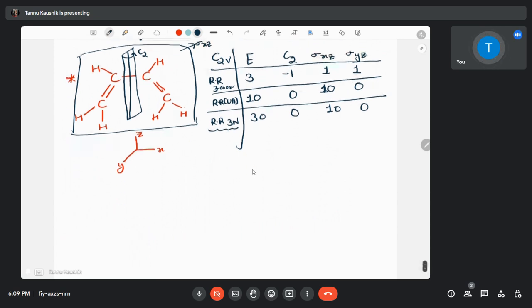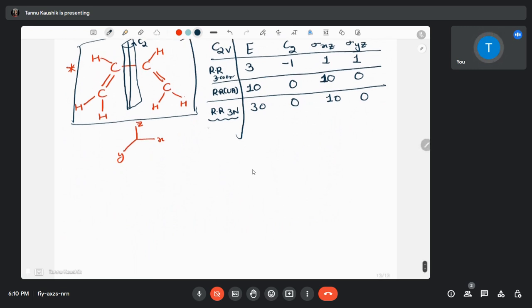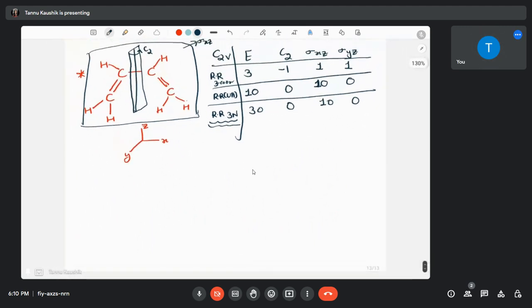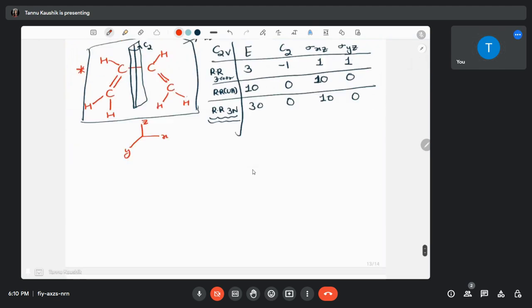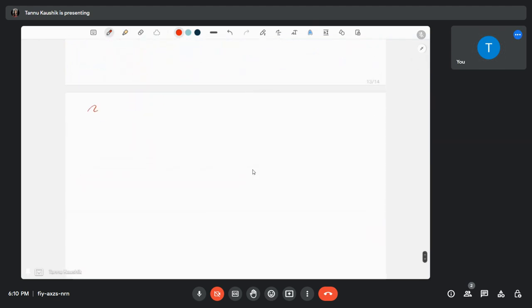So this will mainly be used in the applications of these group tables in the coming lectures. So it will be very helpful for you. So please try to solve as many examples as possible. And the next is pyridine.